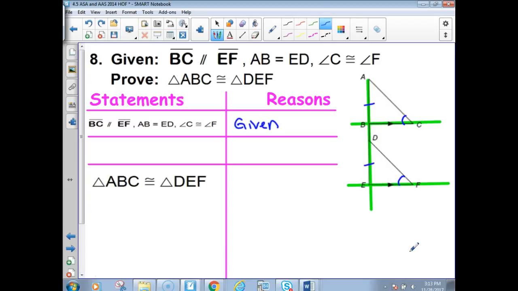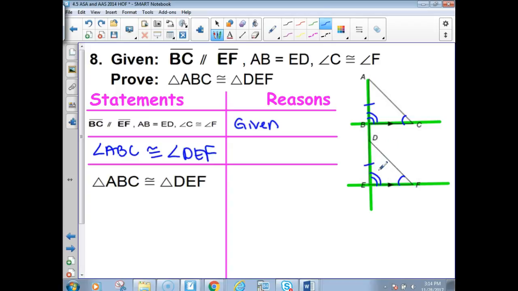Can you look at this diagram and tell me some angles that would be congruent because of the parallel lines? Where are they? It's got to be made by the green lines. Here? Is that what you mean? What would you have to call this angle, though? ABC. Okay, angle ABC is congruent to angle DEF.